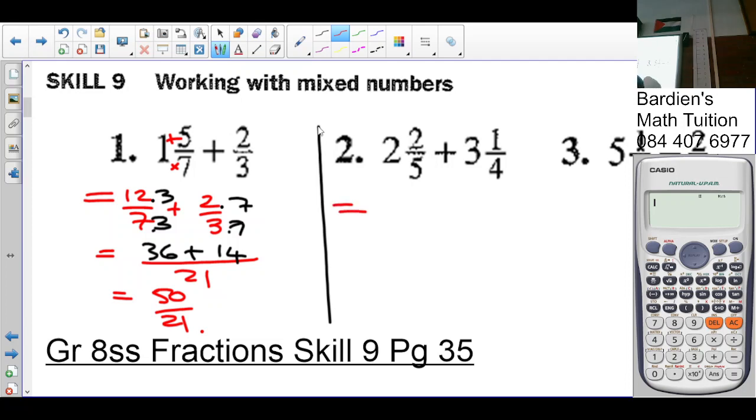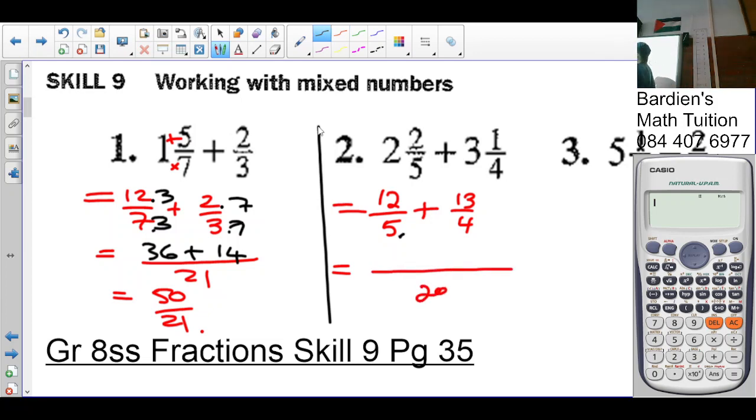So what do we do first? I convert to improper fraction. So that is going to give you 12 over 5 plus 13 over 4. So what's my LCM here? 20. How do I get 20? I count in 5. So it's 5, 10, 15, 20. Yes, 4 goes into 20. So LCM of 20. So the sum is multiplied by 4.